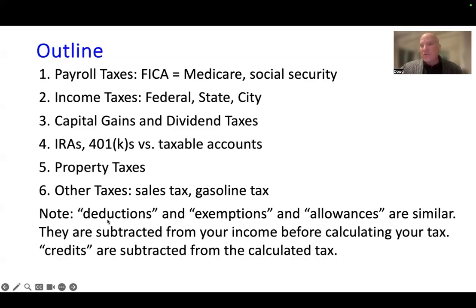There is some tax vocabulary that is tossed around. You'll see the word deduction, exemption, or allowance. Those are all synonyms, and I'll show you where everyone gets the standard deduction of about $14,000 and how that's subtracted from your income. But there's another thing called a credit that's subtracted from your tax. There's such a thing as a child credit for a couple thousand dollars, and I'll point that out as well.